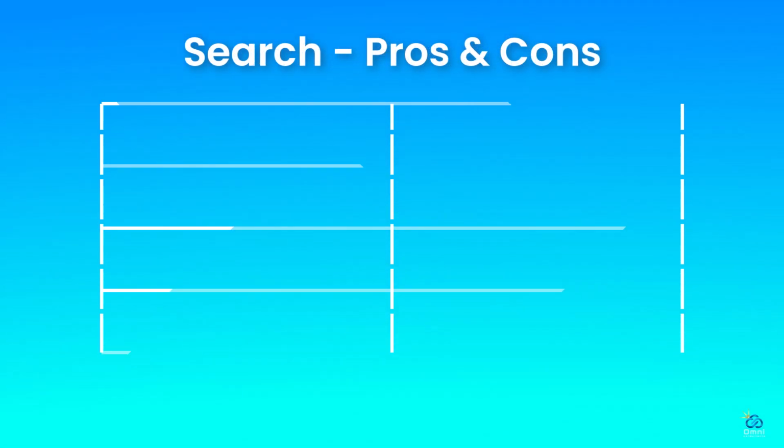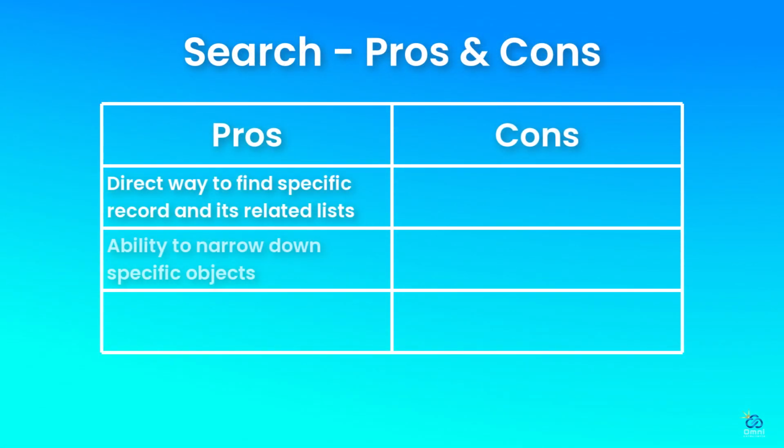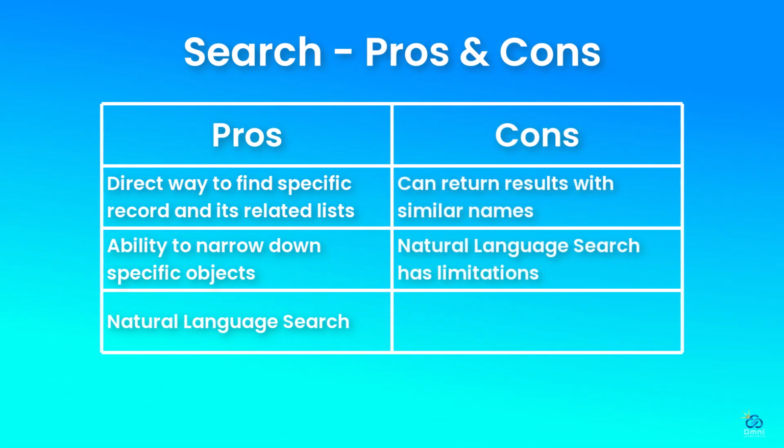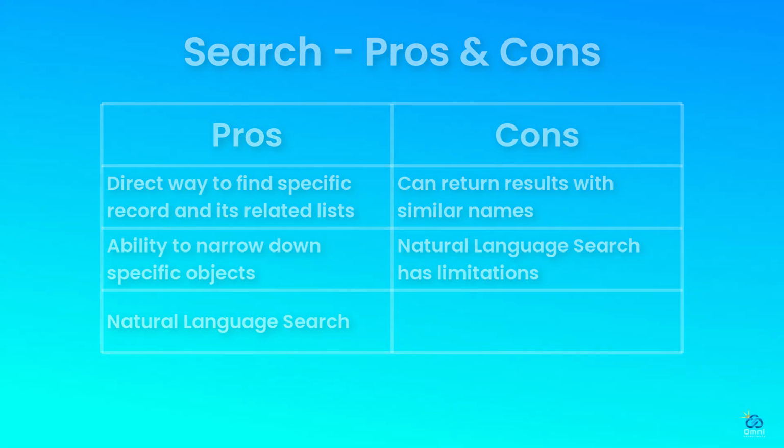The global search bar can handle most record locating requests, but it does have its limitations. If there are multiple records with similar names, those results can be returned and cause confusion. Additionally, the natural language search is limited compared to other multi-record locating tools, such as list views or reports.